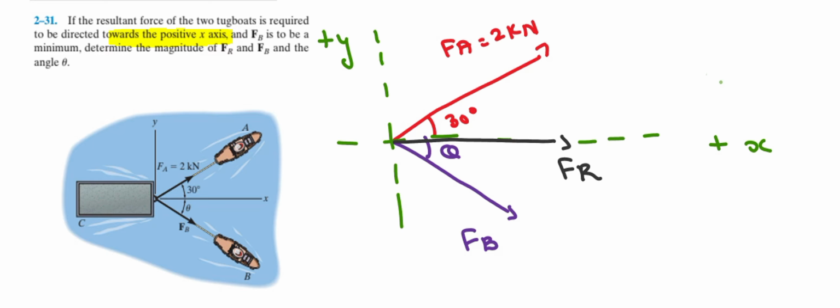Now, our first step is to apply the head to tail rule here. The head to tail rule says that you have to put the tail of the second vector on the head of the first vector. And in our case, the Fb is our second vector and Fa is our first vector. So we are going to put the tail of Fb on the head of Fa like this.